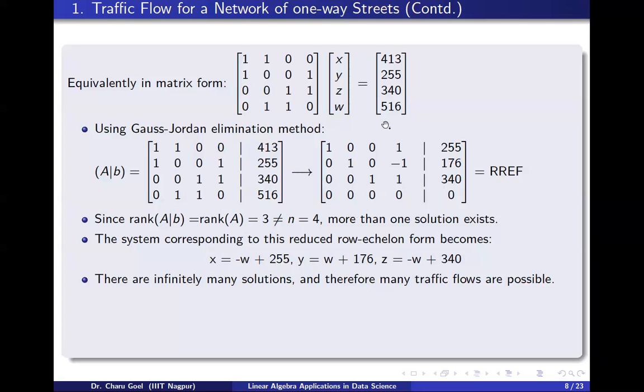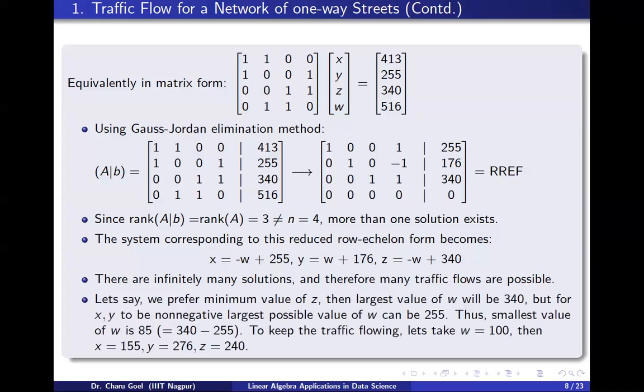So let us rewrite this simplified augmented matrix back in terms of a simplified system of equations. First one will give us X plus W equal to 255, or X equal to minus W plus 255. Second one will give us Y minus W equal to 176, that is Y equal to W plus 176. Third one will give us Z equal to minus W plus 340. So there are infinitely many solutions, because I can put any value of W, I can put 100, 200, whatever is possible. And then accordingly, we'll get the values of X, Y, and Z. And that will determine a different traffic flow.